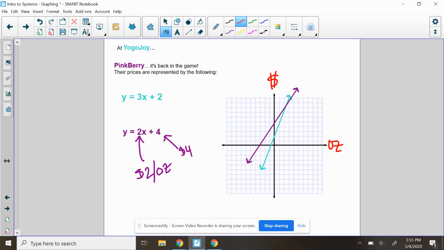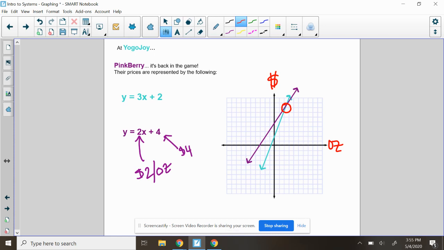But what I really want to focus on right now is at what point is the cost at both stores going to be the same? Meaning, how much frozen yogurt do I need to buy at both stores to spend the same amount of money? So I want you to pause the video right now and tell me where on my graph I can see this. All right, you're back. Hopefully you've agreed that the intersection point is what's going to help me here, because that intersection point is the same information for both lines.